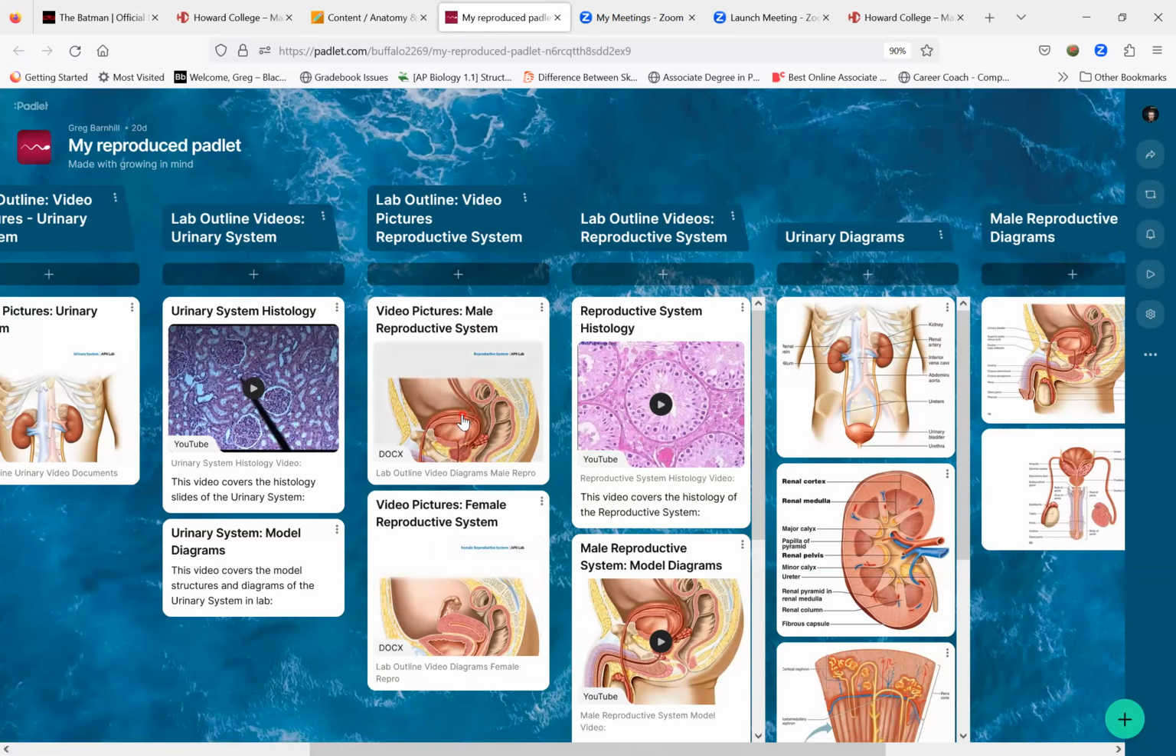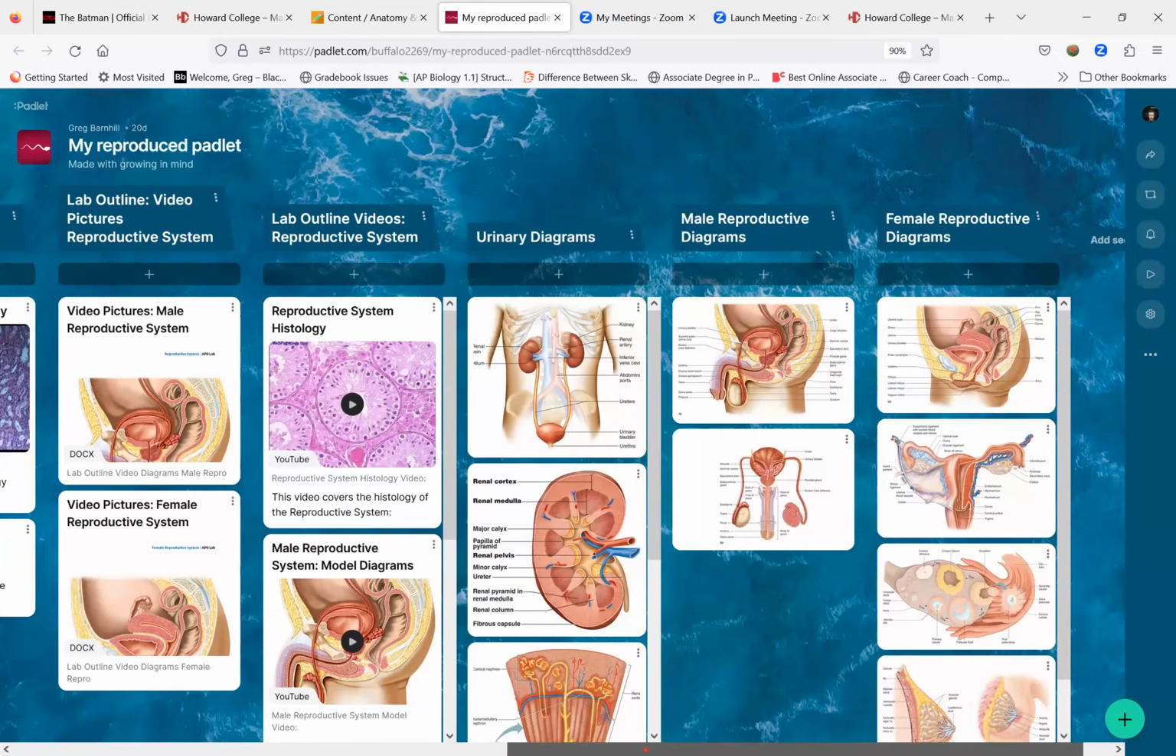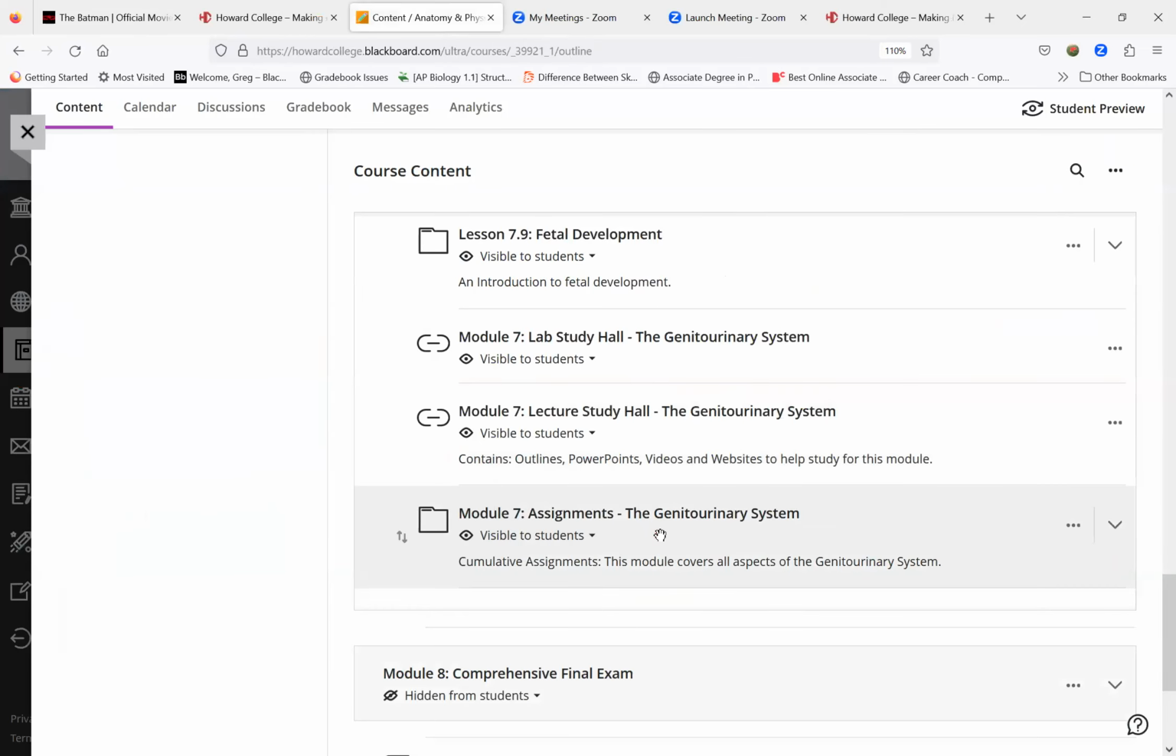So these outline pictures are the actual pictures on the exam, and then these videos go through that, so you'll want to watch those. And then here are some diagrams. Of course, these are all labeled. These are all really good diagrams, actually. So the lab exam covers both urinary and reproduction.